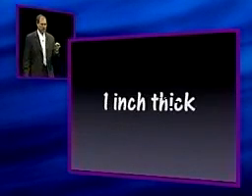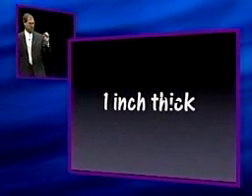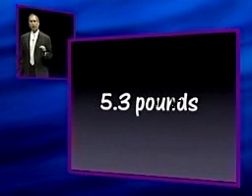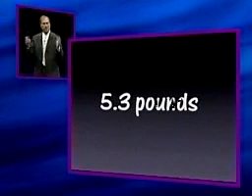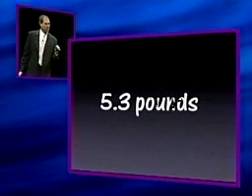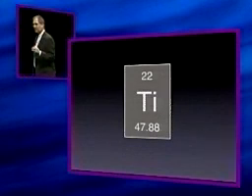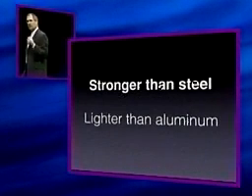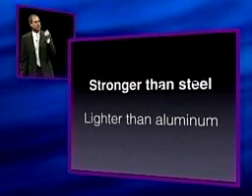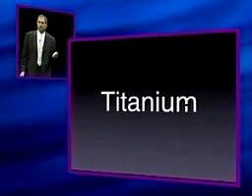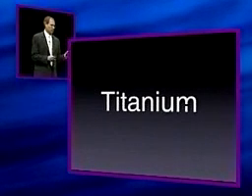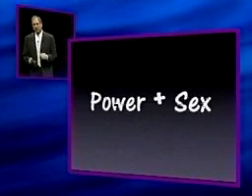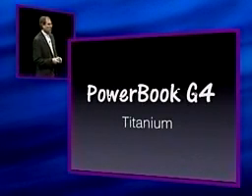For the sex, it is 1 inch thick. It weighs 5.3 pounds, including the big screen and the DVD and the 5-hour battery. And it is made out of titanium. This stuff is amazing. It is stronger than steel and yet lighter than aluminum. It is absolutely the material of the future for making notebook computers out of. And so we think we've got the power and the sex in the PowerBook G4. And I'd like to show you a television ad that we've run. I hope you've seen it over here, that really gives you a feel for what it looks like. So if we could run the TV ad now.